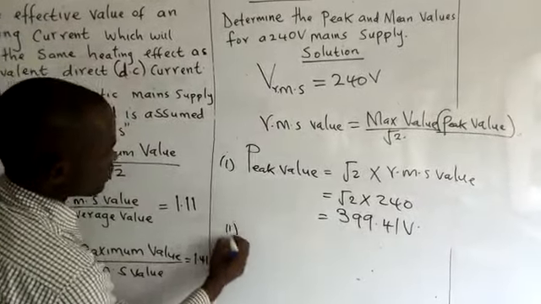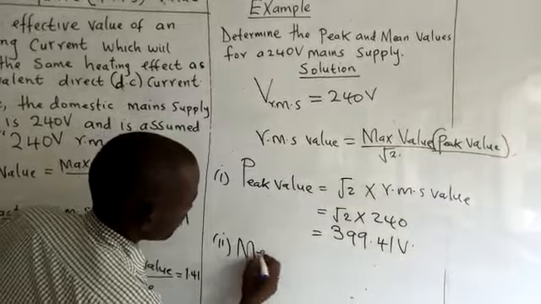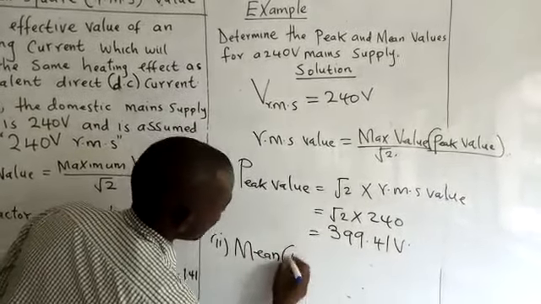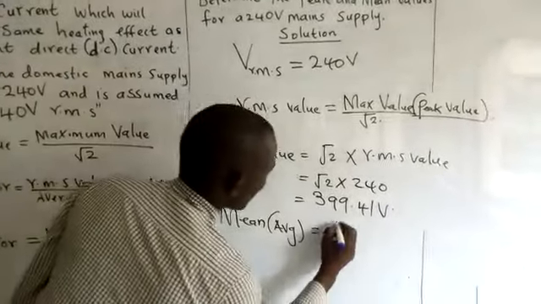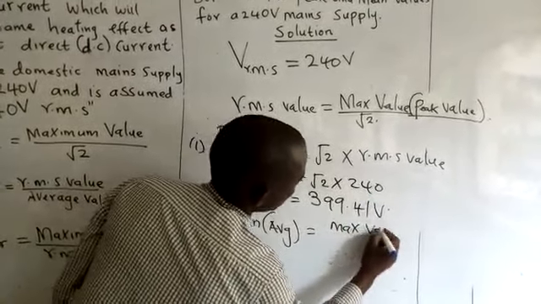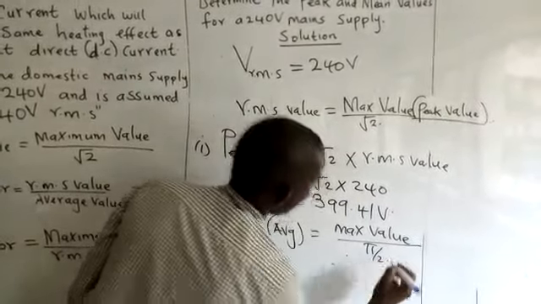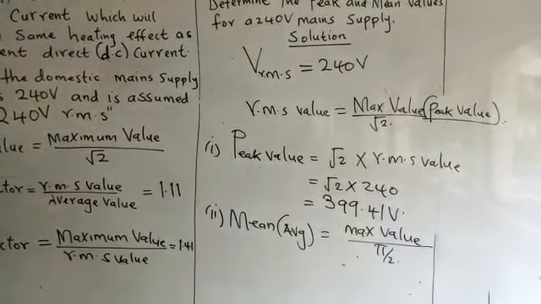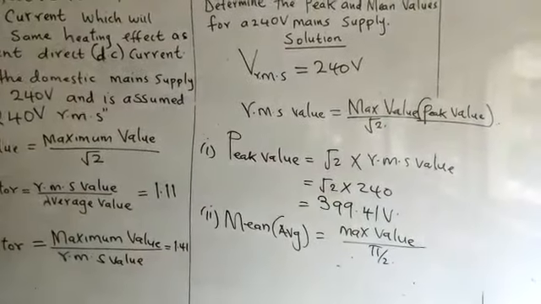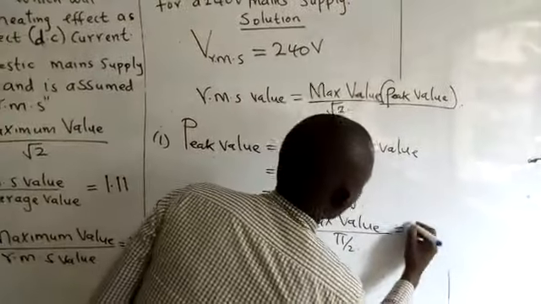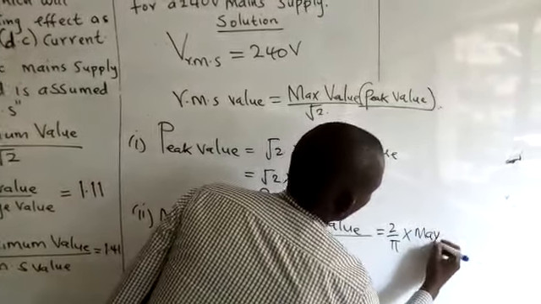Question 2 requires us to get the mean. Remember, the mean is the same as average, and we said the average is given by maximum value divided by pi over 2. That is how you get the mean. And remember, that is the same as writing 2 over pi times the maximum value.